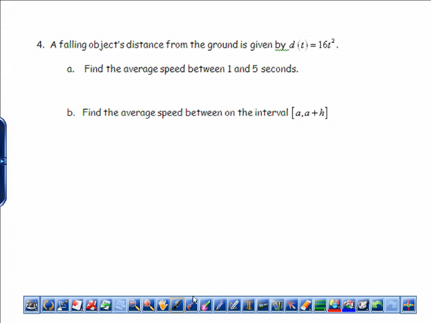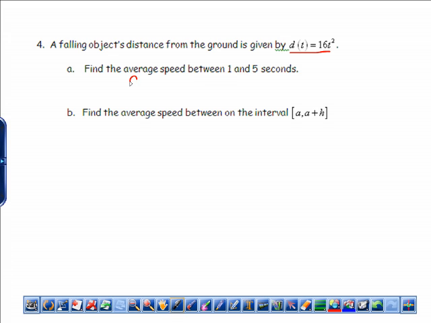It says the falling object's distance from the ground is given by d of t equals 16t squared. And the reason this is not negative is because we're just doing distance. We're not doing its height off the ground. This is kind of like the formula we used at the very end of last semester. It says find the average speed between 1 and 5 seconds. Now, speed is the rate of change of distance. So this could have just said average rate of change of distance, but it said average speed.